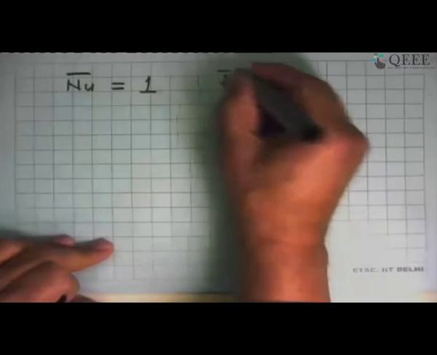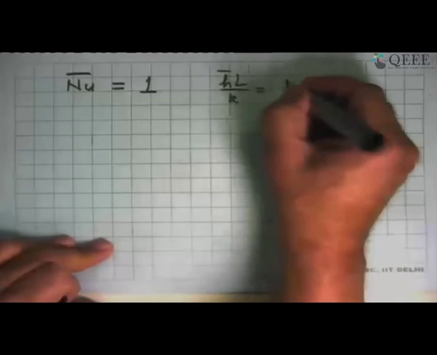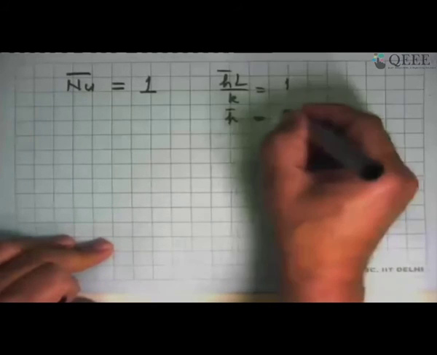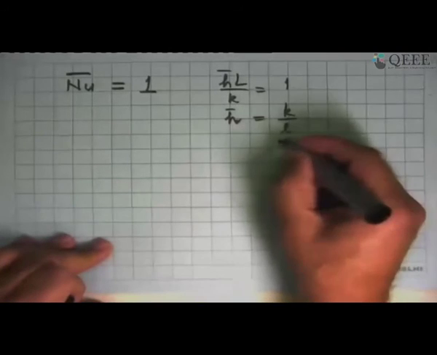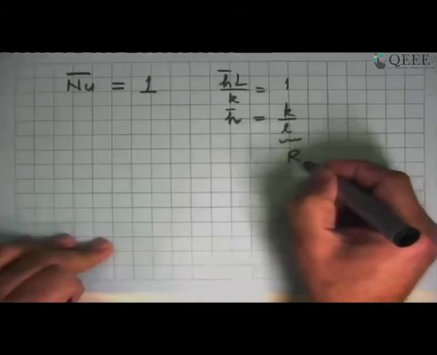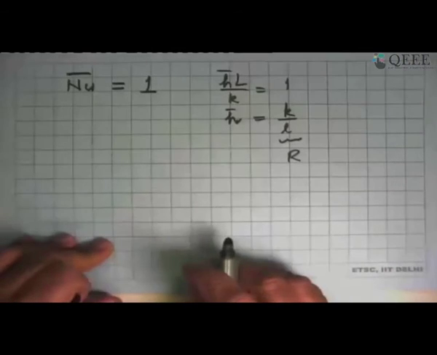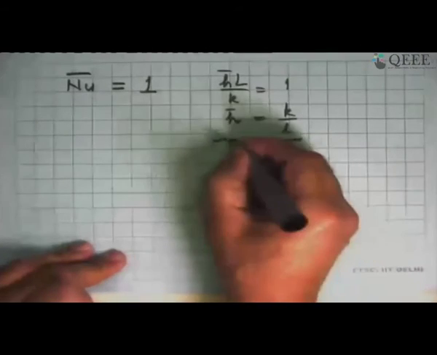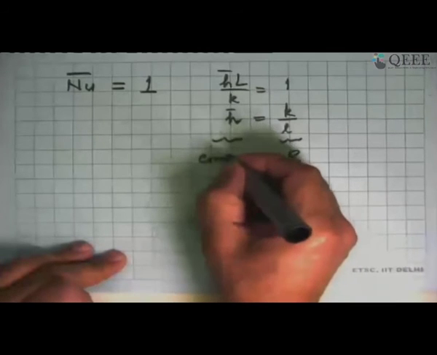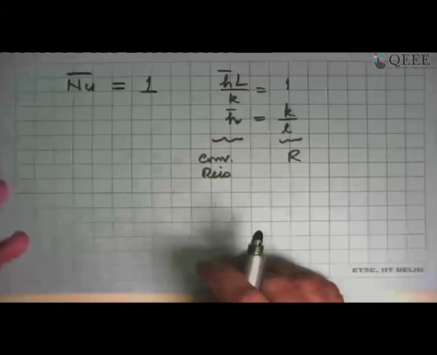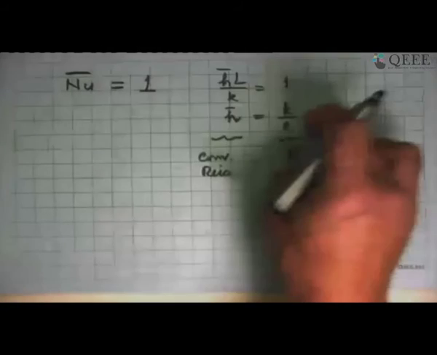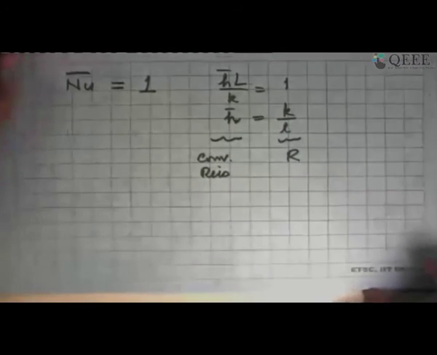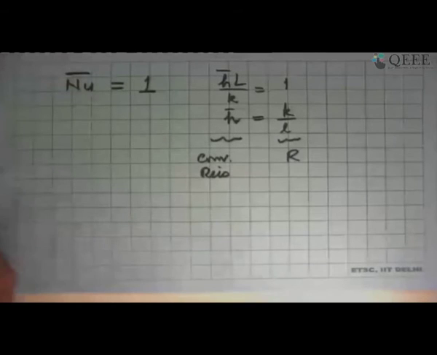Which means that hL upon k is equal to 1 and h bar is equal to k upon L. And k upon L, you will realize, is in some way the conduction resistance that you have learned. And you can now see that this is also telling you the idea of the convective resistance. If Nusselt number is 1, it means that there is no convection induced augmentation of conduction. It is exactly equal to conduction. That is the one extreme case.